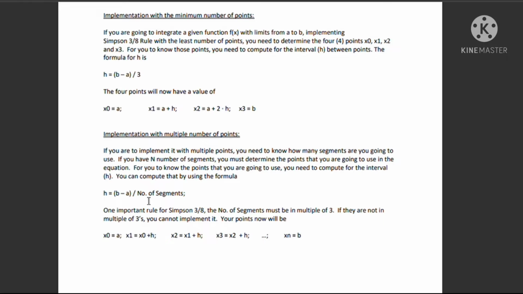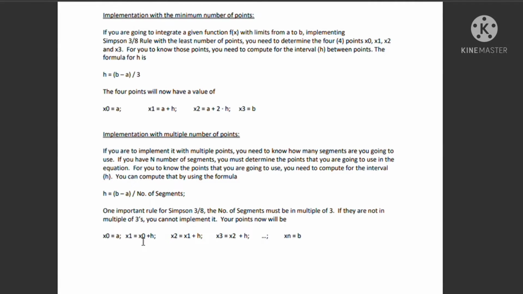One important rule for Simpson's 3/8 is that the number of segments must be a multiple of 3. If it is not a multiple of 3, you cannot implement it. Your points will now be x0 equals the initial value, x1 equals x0 plus h, x2 equals x1 plus h, x3 equals x2 plus h, and so on, until xn equals b.